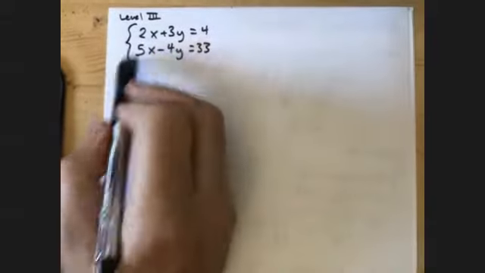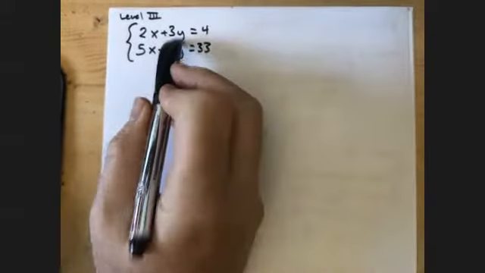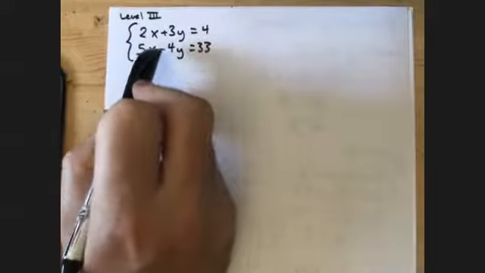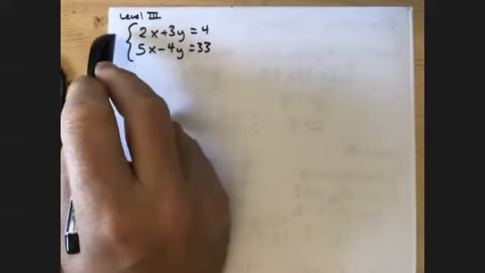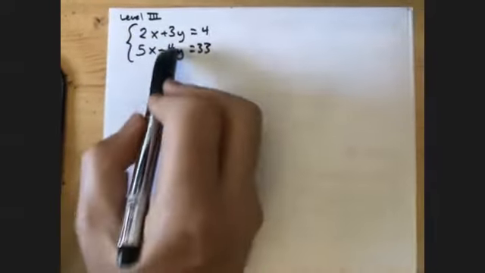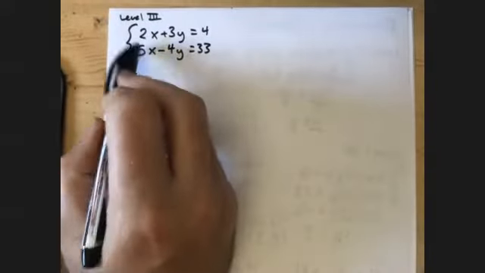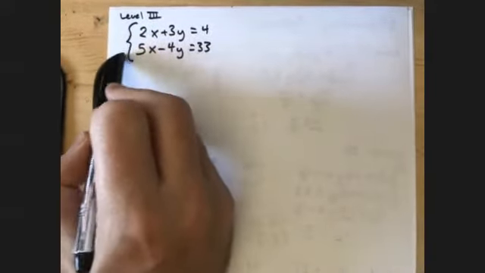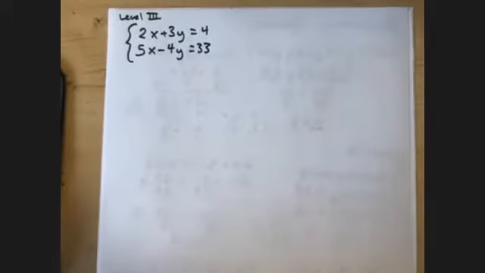Now, you could do either one. The reason I would pick the y is I already have opposite signs, so I don't have to multiply by a negative. That's the only reason I would pick the y. But if you want to make the x's, you do 5 at the top, 2 at the bottom, make one of them negative. But I'm going to make 12s and eliminate my y's.